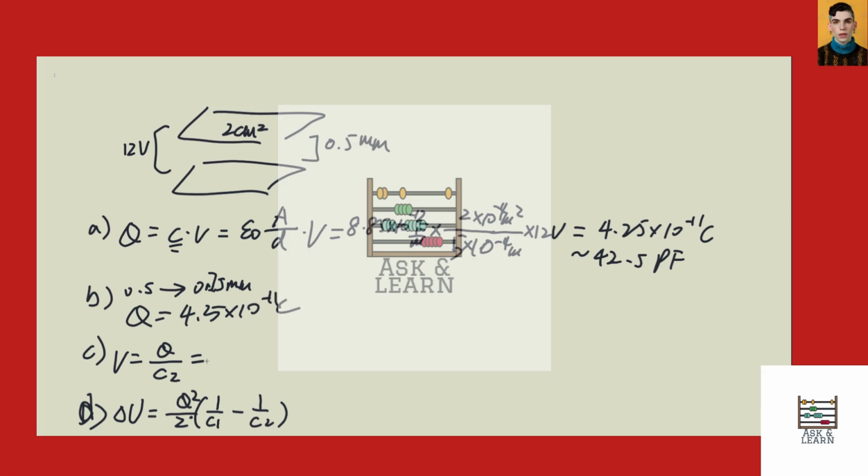Now part C, what the new capacitance is. The easy trick is to just use a ratio, because capacitance is inversely proportional to the distance. So C is proportional to 1 over D. What that means is that C times D is a constant. So C1 D1 will equal C2 D2.